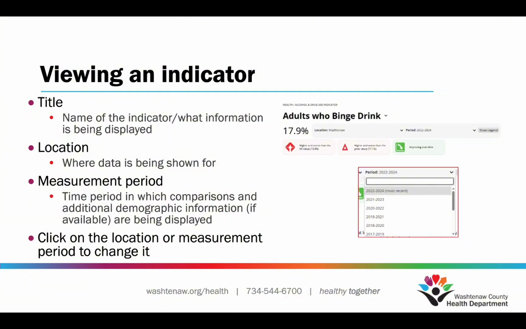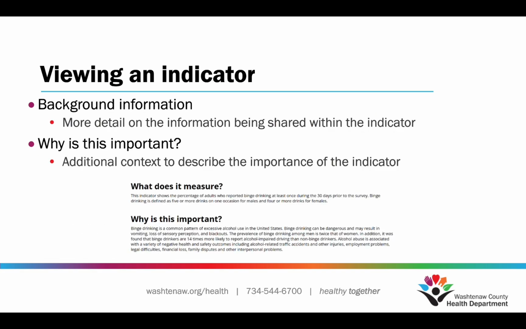Location is where the data is being shown for. The measurement period is the time period in which comparisons and additional demographic information are being displayed. You can click on the location or the measurement period to change it with a drop-down box. Next, you'll find background information, which gives you more detail about the information being shared within the indicator. And you'll also see why it is important, any additional context used to describe the importance of the indicator.